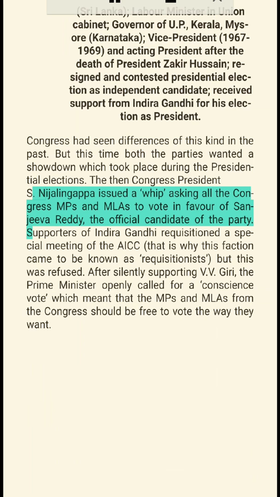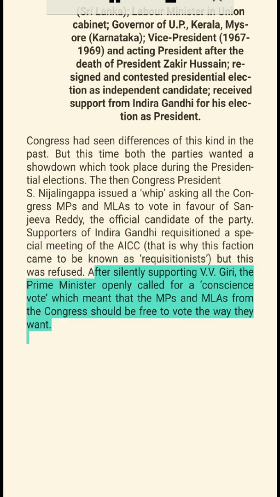Nijalingappa issued a whip asking all the Congress MPs and MLAs to vote in favor of Sanjeeva Reddy, the official candidate of the party. Supporters of Indira Gandhi requisitioned a special meeting of the AICC, that is why this faction came to be known as requisitionists, but this was refused. After silently supporting V.V. Giri, the Prime Minister openly called for a conscience vote, which meant that the MPs and MLAs from the Congress should be free to vote the way they want.